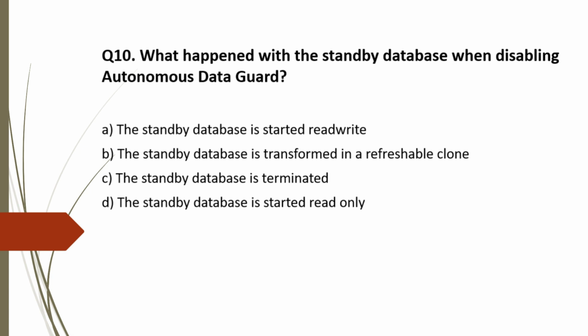Option A, the standby database is started read-write. This is incorrect. Option B, the standby database is transformed into a refreshable clone. This is also incorrect. Option C, the standby database is terminated. Yes, this is true. If you disable autonomous data guard, it will terminate the standby database. Option D, the standby database is started read-only. This is also incorrect. So the correct option for question 10 is option C.